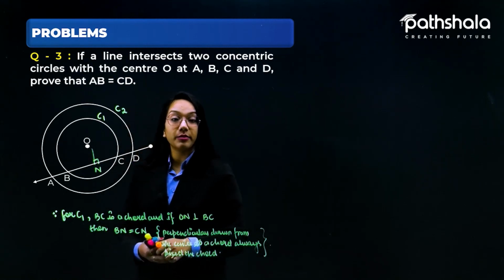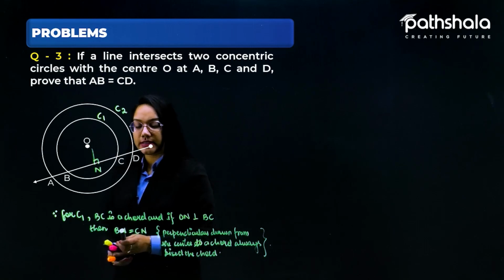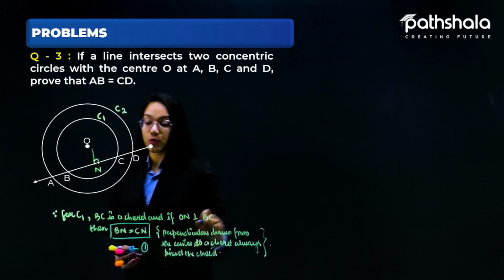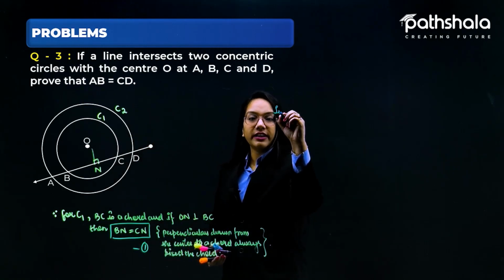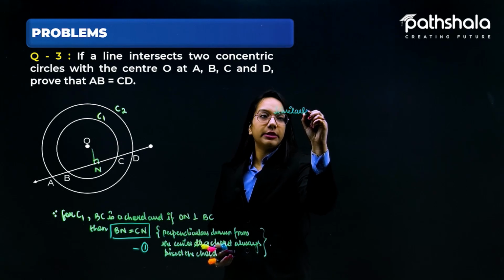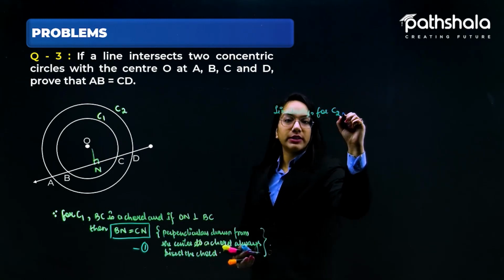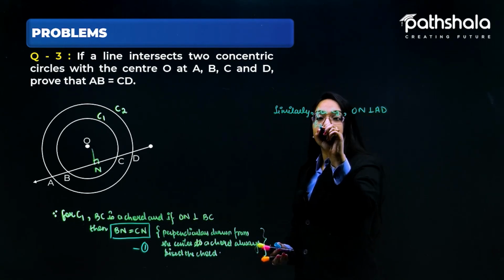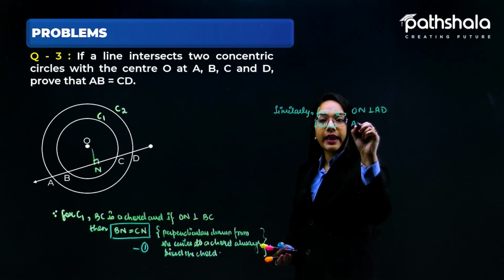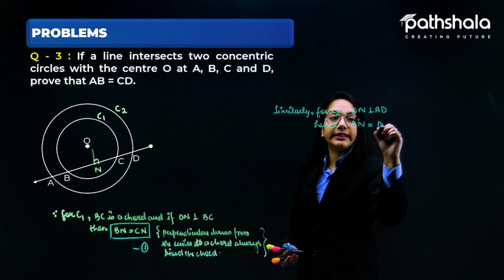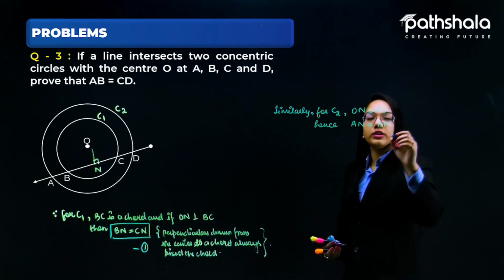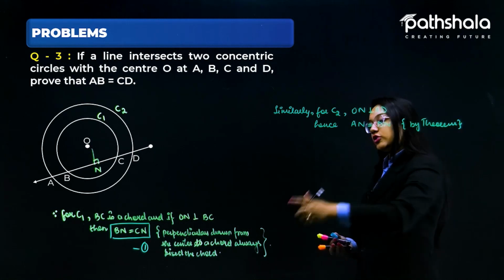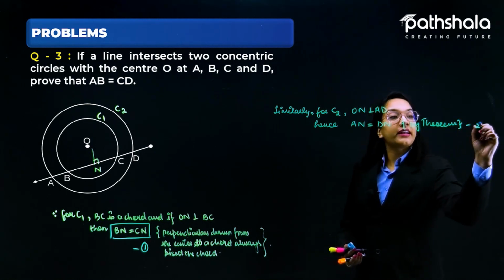So BN is equal to CN, and let us suppose I'm calling this equation 1. Similarly we can proceed further for the second circle. Similarly for C2, ON is perpendicular to AD. Hence we can say that AN is equal to DN, by the same theorem again. And what is that theorem? The theorem which I have written over here. Let us suppose I am taking it as equation 2.